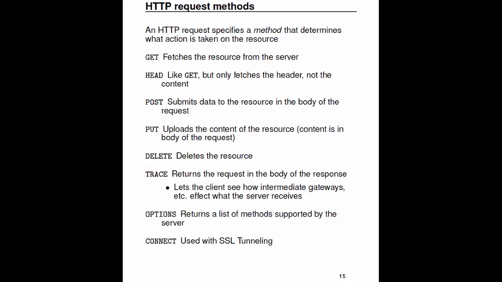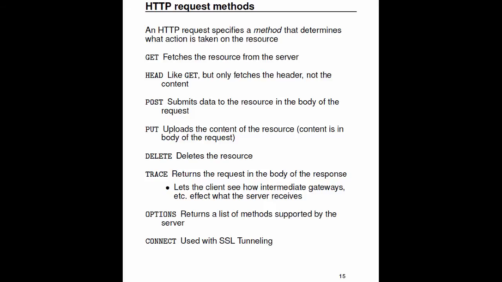Okay, I wanted to go into a little bit more detail about these various request methods. So the HTTP specification defines various methods, not to be confused with Java methods. These are methods of HTTP that determine, well, basically what you're doing with that resource. So there is a method called get, which simply fetches the resource from the server. There is a method called head, which is like get, but only fetches the headers, not the content. There's post, which submits data to the resource body, and then there's put, which uploads content to the resource.